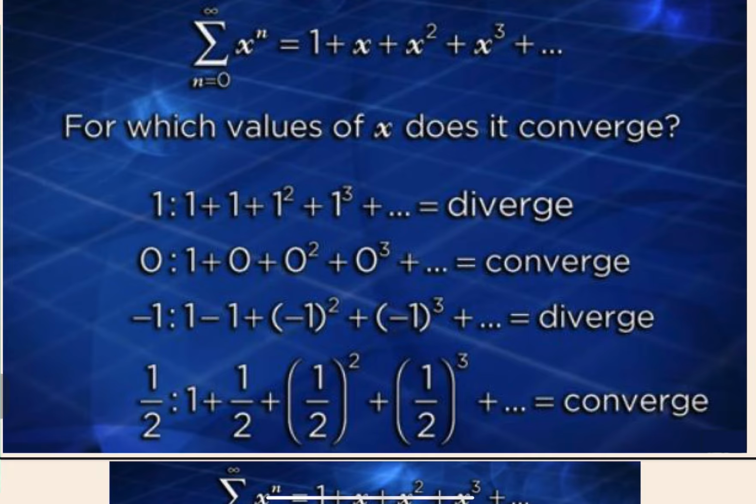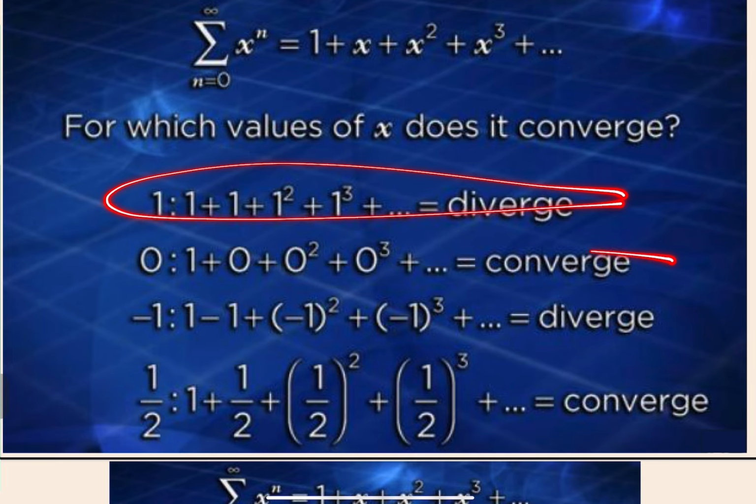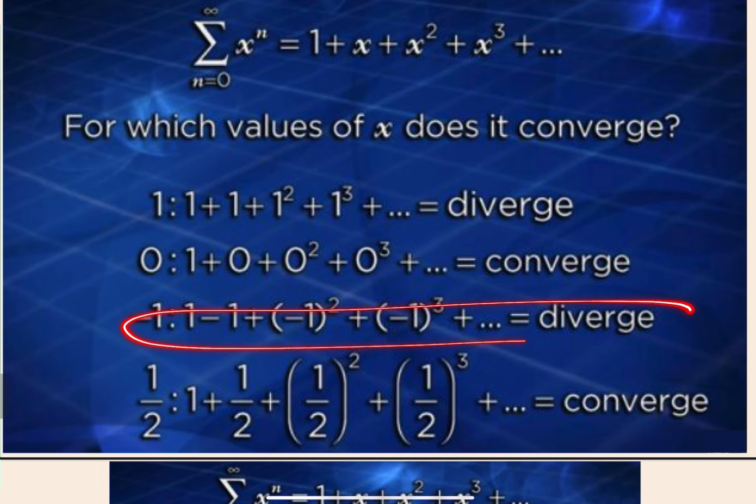So how about at negative 1? When x is negative 1, we have 1, negative 1, negative 1 squared is positive 1, negative 1 cubed is negative 1. So it's 1 minus 1 plus 1 minus 1, and so on. This one diverges because the terms alternate, bouncing between positive 1 and negative 1, and by the n-th term test of divergence, the series diverges. So it diverges at x equal to 1, converges at 0, diverges at negative 1.